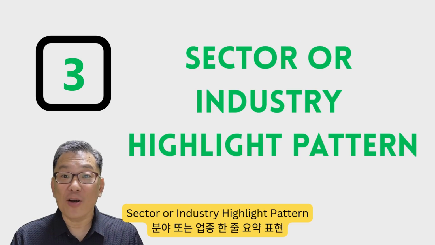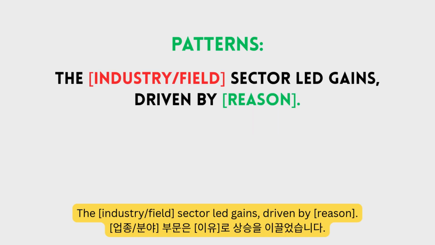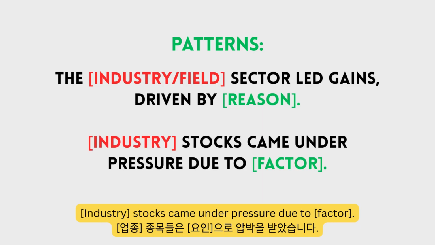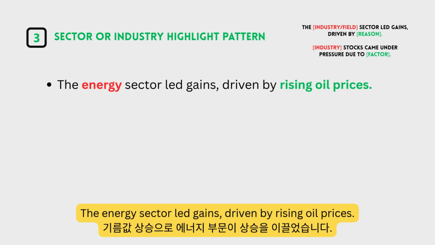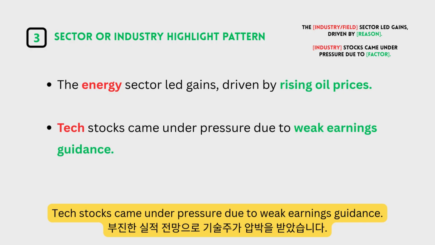3. Sector or industry highlight pattern. Patterns: The industry field sector-led gains, driven by reason. Industry stocks came under pressure due to factor. Use the patterns like this. The energy sector led gains, driven by rising oil prices. Tech stocks came under pressure due to weak earnings guidance.